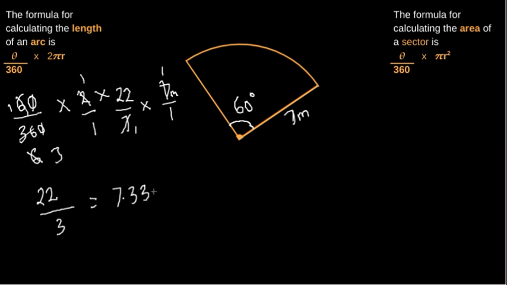7.33 meters. So that's the length of this arc right here. Let me put it there. 7.33 meters. As simple as that. Okay. Now let's calculate the area of this sector.